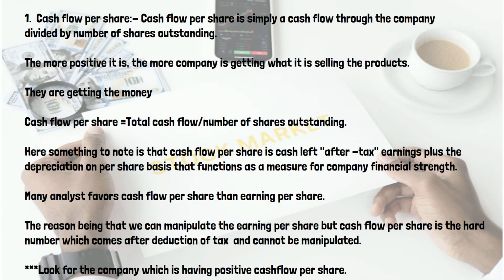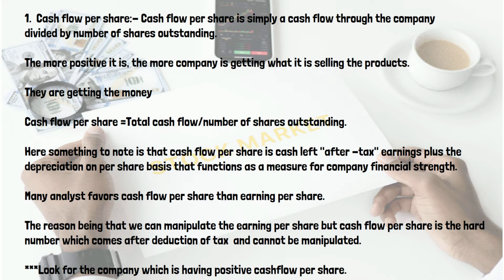Number 1. Cash flow per share. Cash flow per share is simply the cash flow through the company divided by the number of shares outstanding. The more positive it is, the more the company is getting money from what it is selling. They are getting the money. Cash flow per share is equal to total cash flow divided by number of shares outstanding.